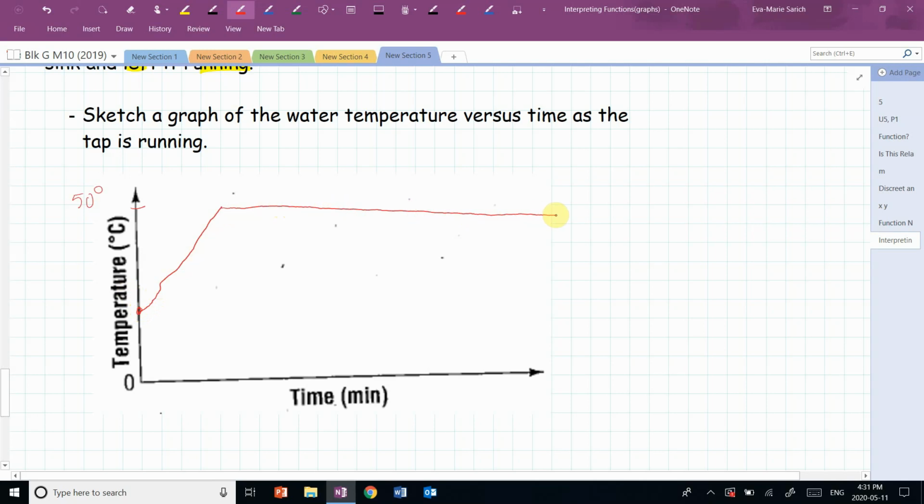And then eventually what happens? My hot water tank starts to run out of hot water and the temperature starts to cool down, right? You've probably all had to try and have a shower after 2 or 3 members of your household have had a shower and there's no hot water left, right? So it starts to cool down, and then eventually it doesn't get any colder.